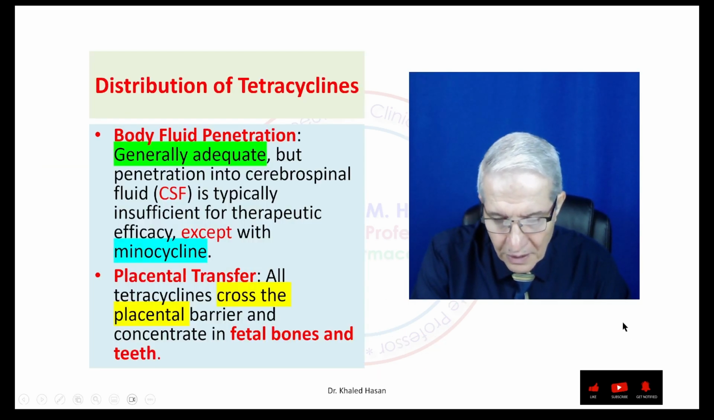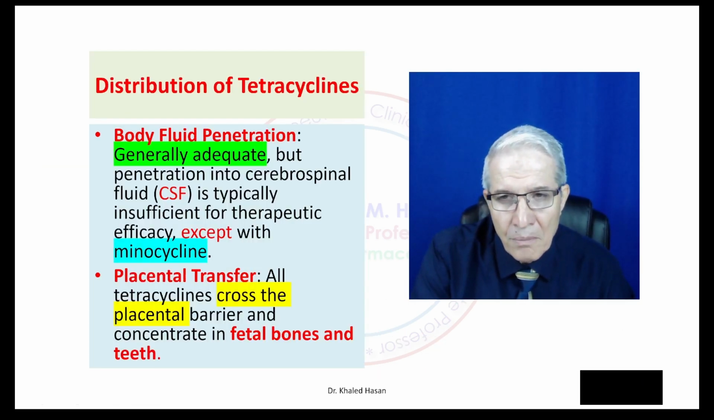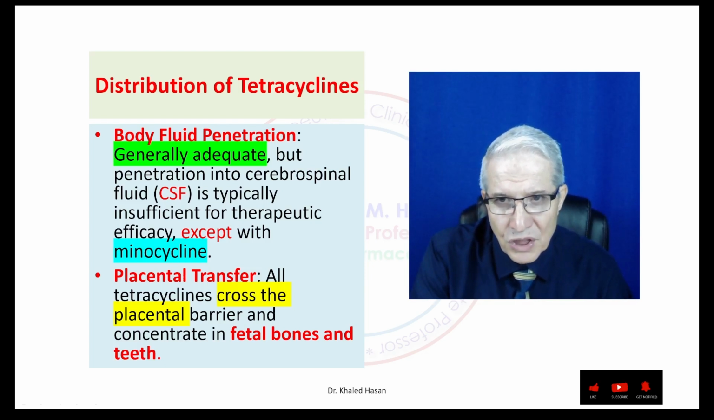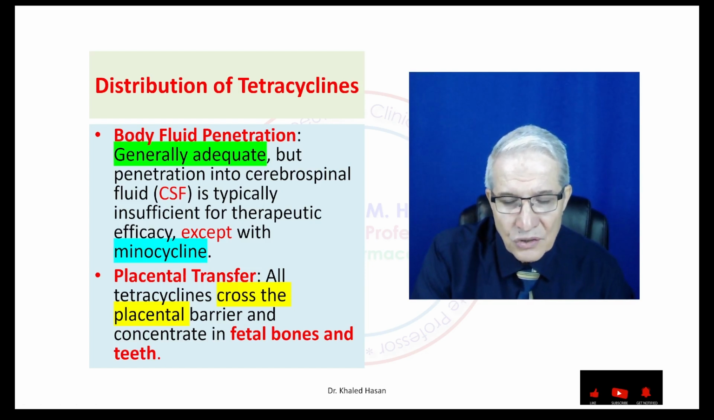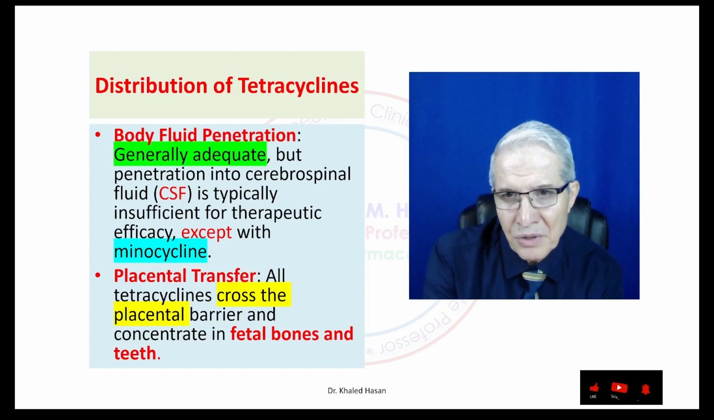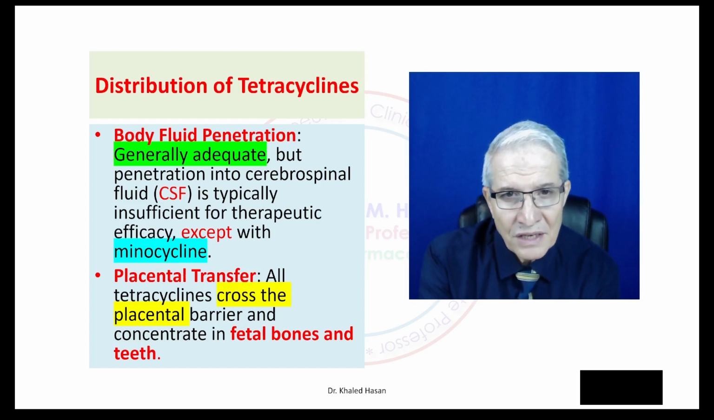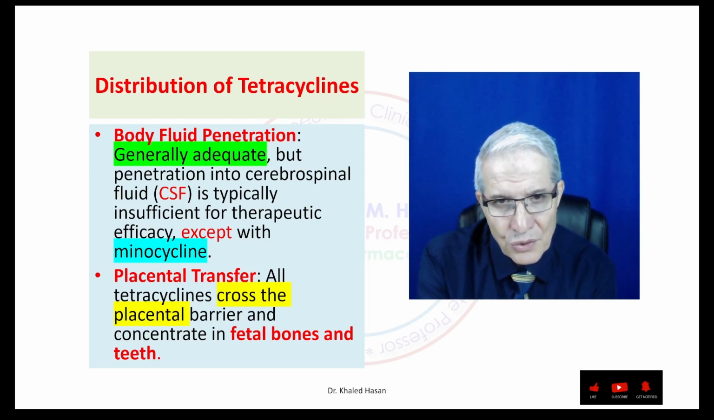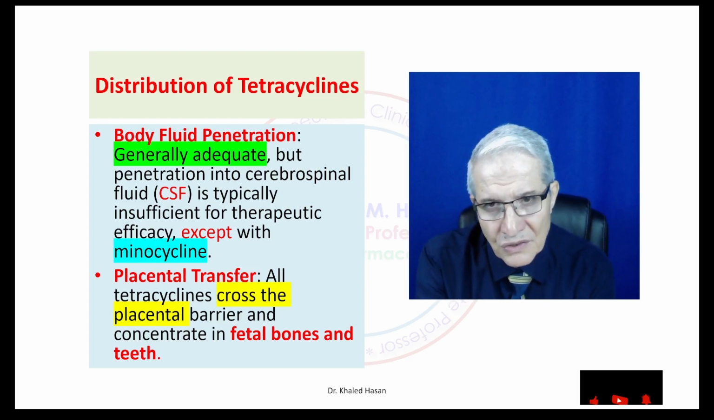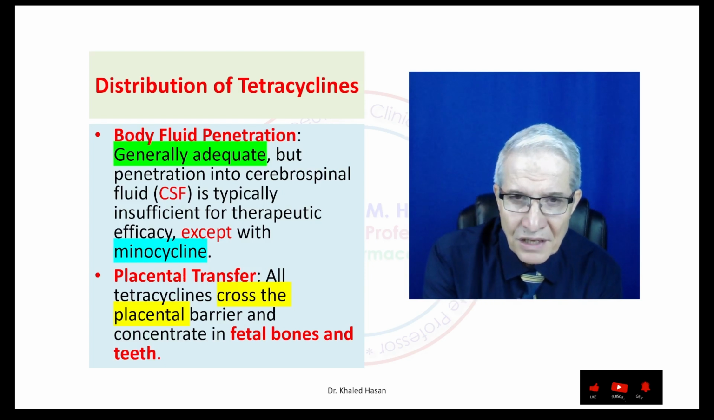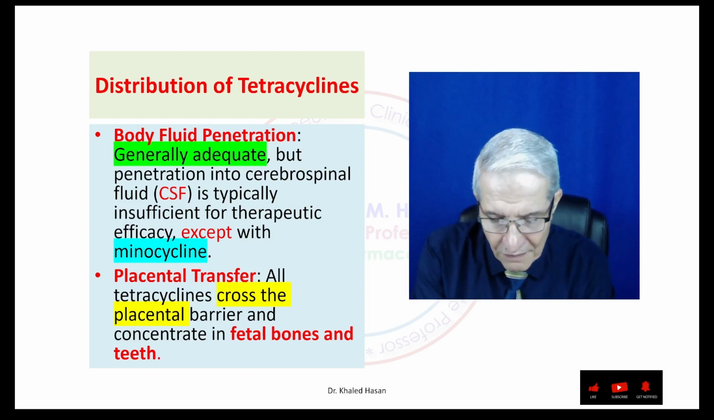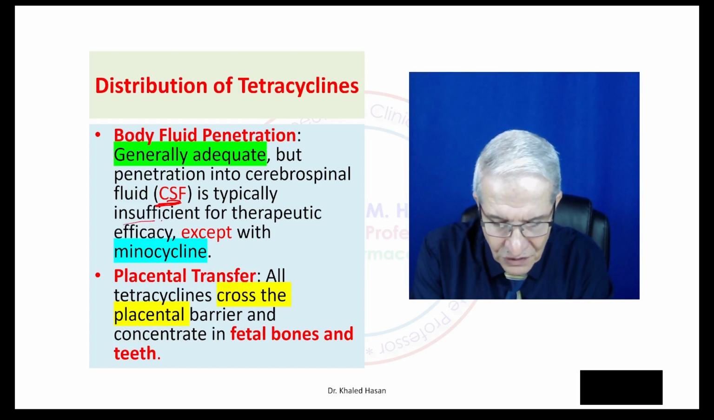Okay, again for the important issue here, body fluid penetration. They said generally tetracycline is able to penetrate tissues and cells. So tetracycline arrives at tissues and cells such as teeth, bones, kidney, and skin. However, arriving at the cerebrospinal fluid is not adequate. Penetration there is insufficient. What does that mean? It's not an ideal treatment.